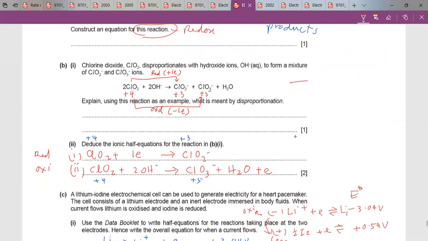Now this is also an AS question. Okay, disproportionation. You will learn later in A2. This one here, chlorine dioxide, is on here. Disproportionate means that it can undergo oxidation and reduction at the same time. It's like amphoteric, but it's not amphoteric; it's an oxidizing agent and reducing agent both at the same time.